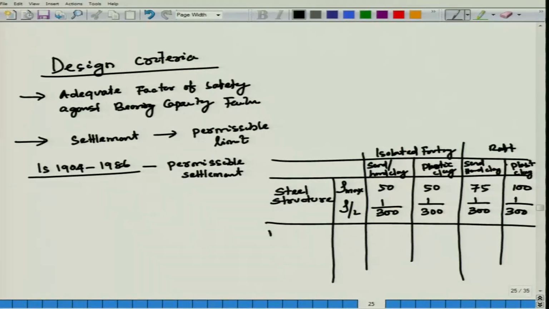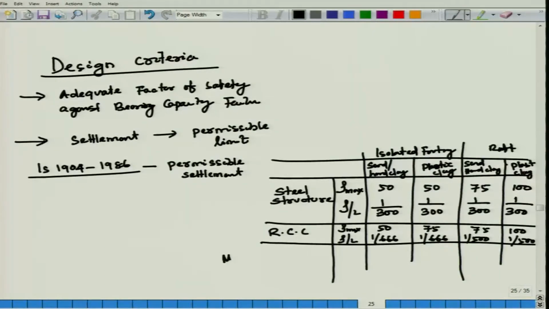Now, RCC structures, reinforced concrete. RCC structures, then rho maximum and rho by L, this is 50, 75, 75, 100, and this will be 1 by 666, then 1 by 666, and this is your 1 by 500, and this is your 1 by 500. Then multi-story building, last one is your multi-story building.